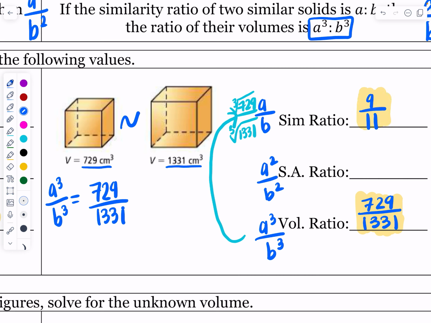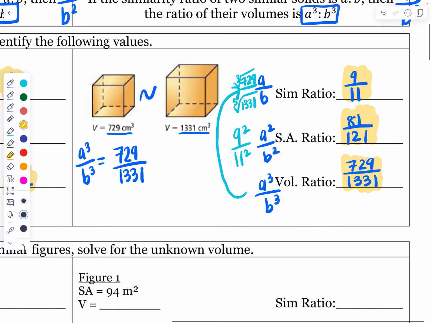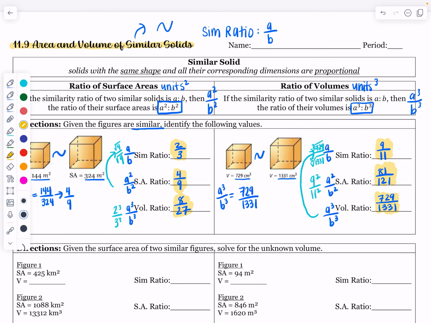So how do I find A squared over B squared for that middle level? That's going to be 9 squared over 11 squared. 9 squared is 81. 11 squared is 121. So that is my surface area ratio. So similarity ratio is 9 over 11, that's A over B. 81 over 121 is my A squared over my B squared. And then A cubed over B cubed for the volume is 729 over 1331.